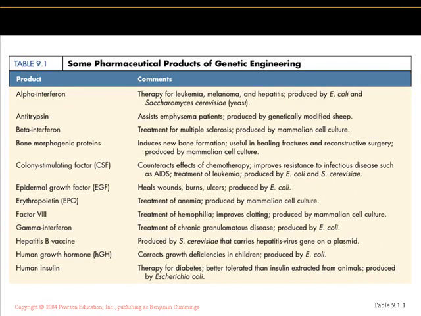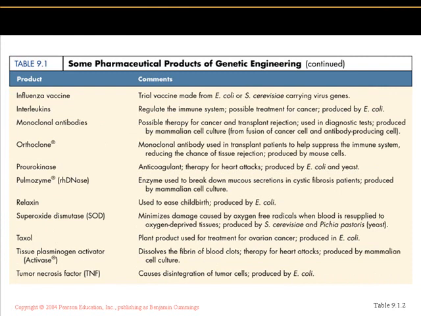Factor VIII we see used in hemophilia, a bleeding disorder. Human growth hormone corrects growth deficits in children, and utilizes E. coli as the genetically engineered structure to be able to produce that in mass quantities. And human insulin, again, therapy for diabetes, I've already alluded to that earlier. It's produced as well utilizing E. coli. So you can see there are significant applications to using genetic engineering.